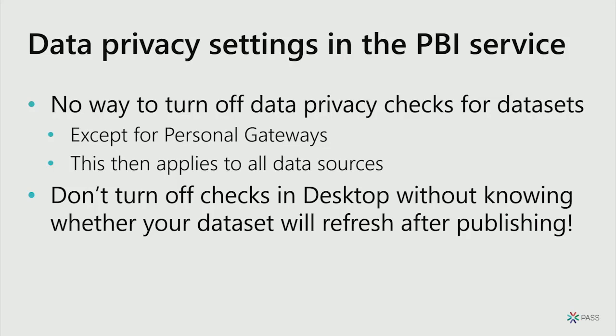Well, there is. If you're using a personal gateway, not an enterprise gateway, there is a registry hack or something for a personal gateway that you can use that will turn off all data privacy checks for everything that goes through the personal gateway. Somebody told me that it also exists for the enterprise gateway, but it's only documented and supported for personal gateways. But anyway, this is not something you want to do at all, because when you turn it off at the gateway level, that applies to every single data source, and obviously that is a bad thing. So don't turn off data privacy checks in Power BI Desktop unless you know that your queries are going to run and refresh after you've published. Otherwise, you're going to be in big trouble.